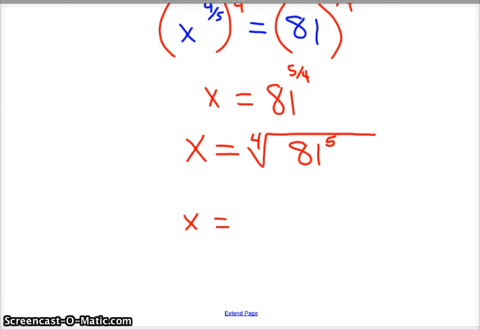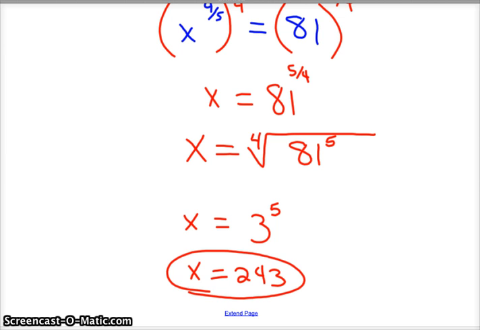And so the 4th root of 81, you do that first, and the 4th root of 81 is 3. And then to the 5th power, and so 81 times 3 looks like 243, I think, is 3 to the 5th power. You might double check me on that, but that's your final answer then. And you're done. So that is equations with rational exponents.